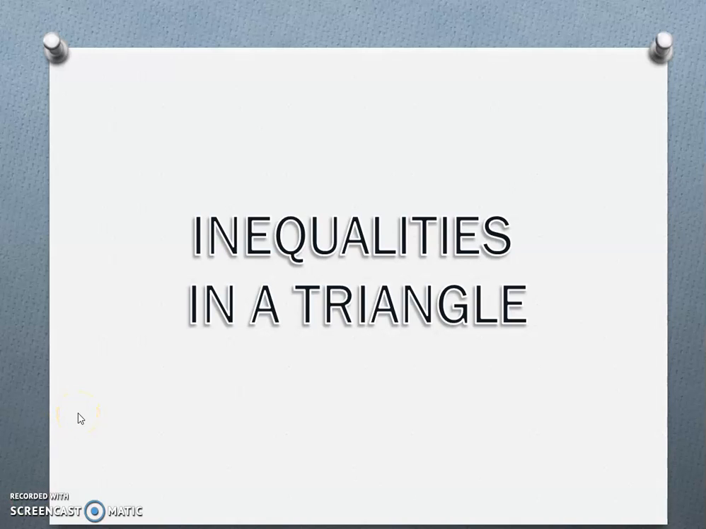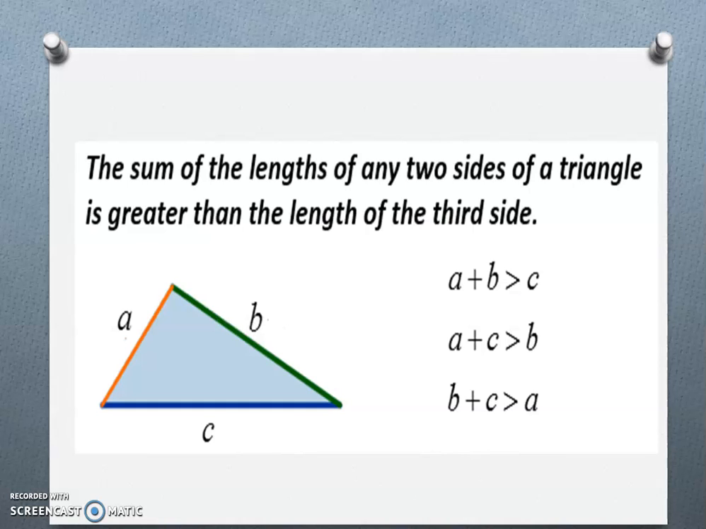So, inequalities in a triangle. There are some important properties of inequalities in a triangle. The first important property is that the sum of the lengths of any two sides of a triangle is greater than the length of the third side.